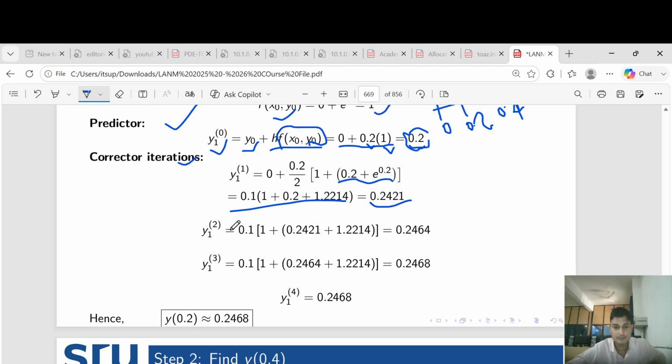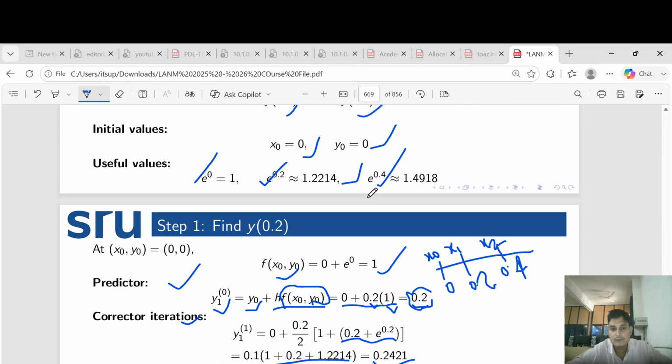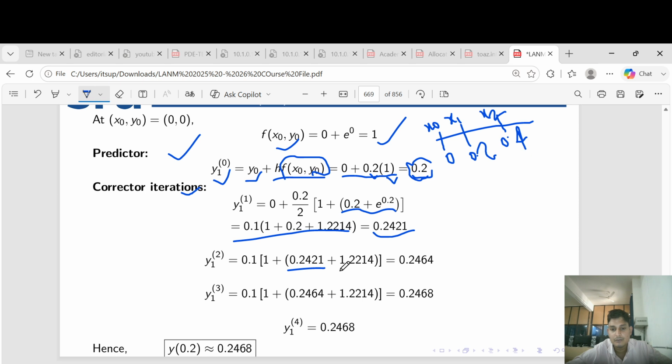So y1 at 2 means y naught, y1 at 0.2 by 2. This is 1 plus 0.2421, so 0.2421 e to the power 0.2421. So this is 1.2214. So you put 0.246, and similarly you evaluate y1 at 3.